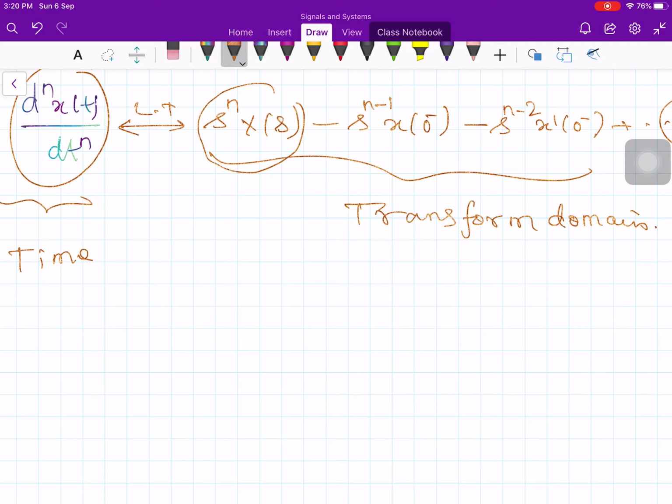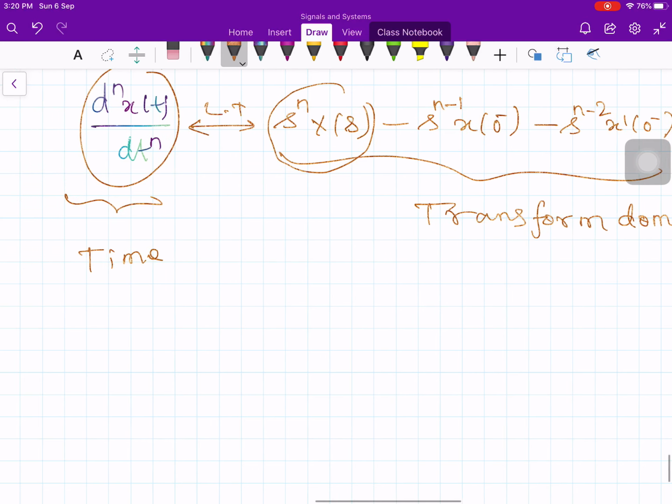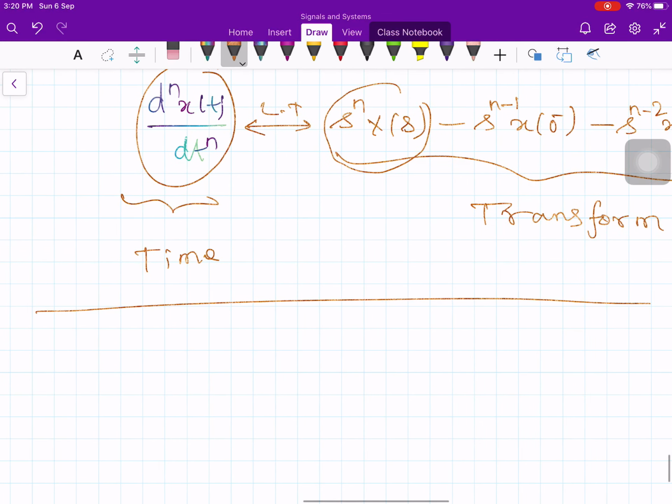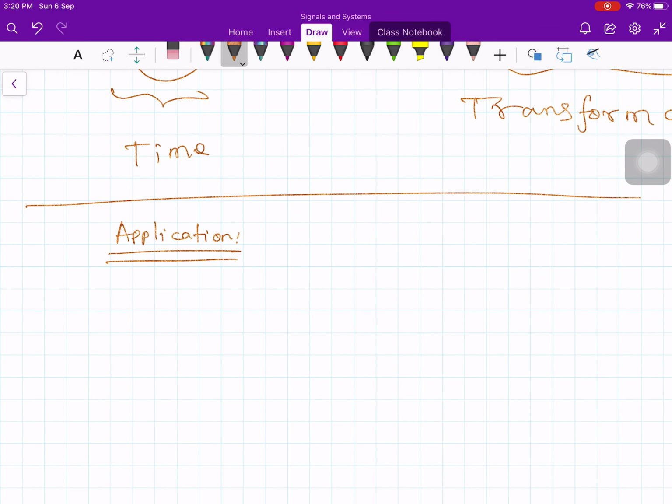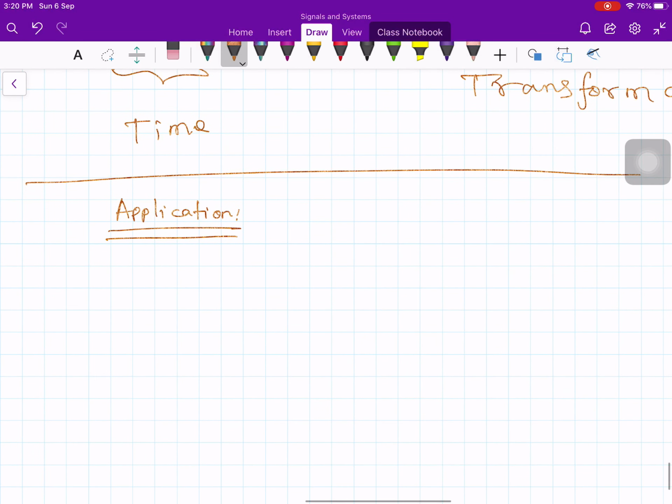Now let us look at the application of this differentiation property. So this is very, very important from the system point of view and the circuits point of view. Okay, so now let us look at the application of this. This application is important in the sense that the result we are going to get here will be used over and over again in our system analysis.